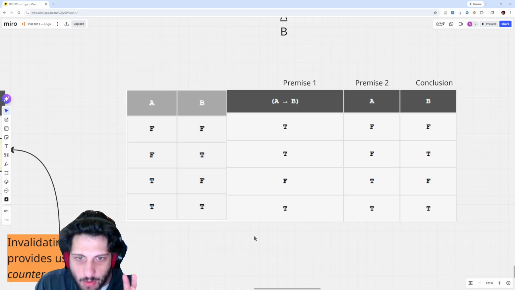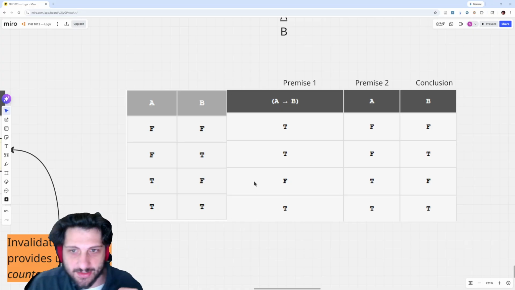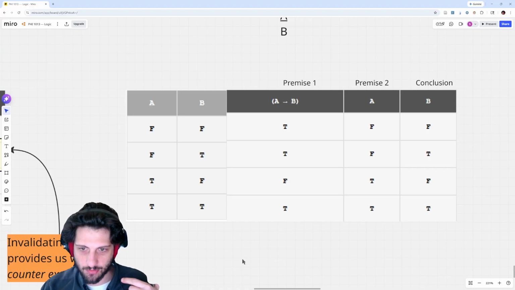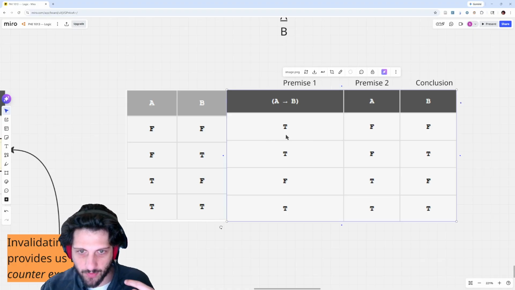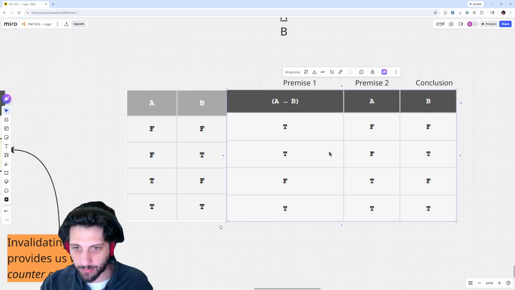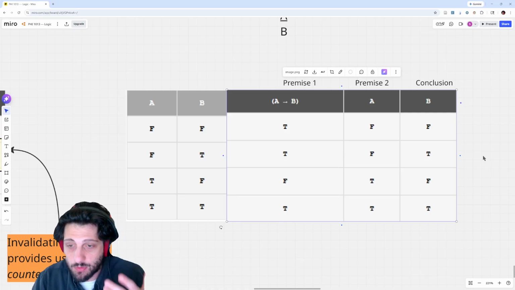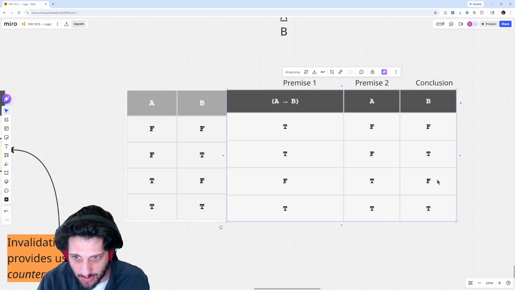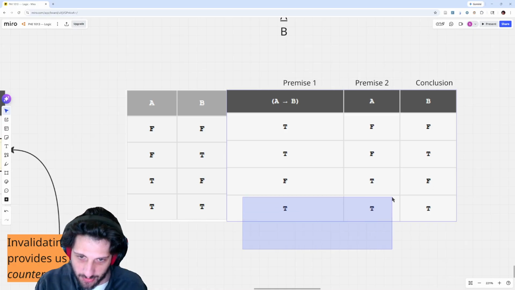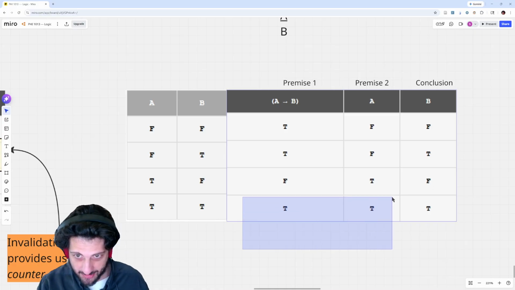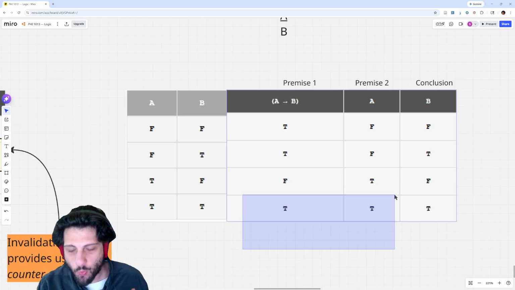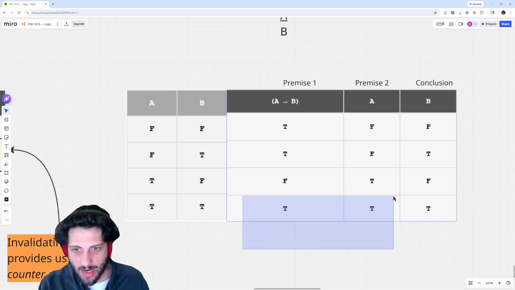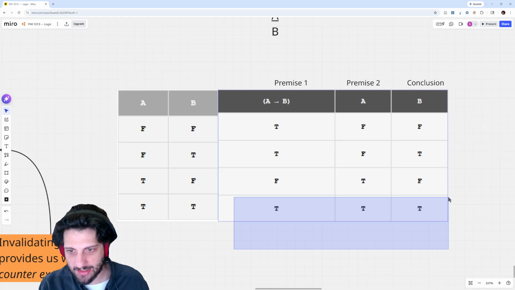Let's try to see under what circumstances both of our premises are true. In the first world, both of our premises are not true, so we don't care if the conclusion is true or not. Second world, again, they're not both true, so I don't care. Third world, both of the premises aren't true, so I don't care what happens with the conclusion. What I care about is, in this last world, when both of my premises are true, is the conclusion guaranteed?